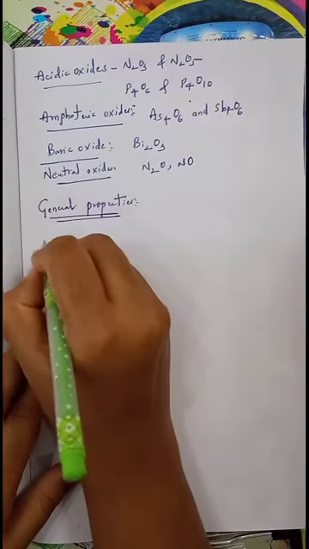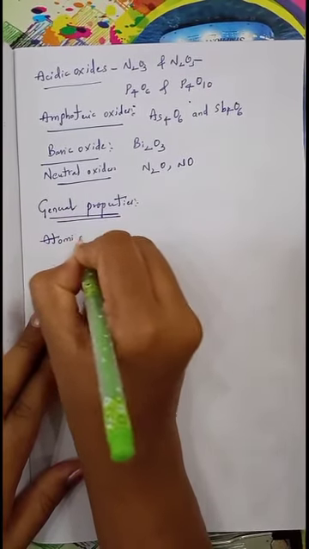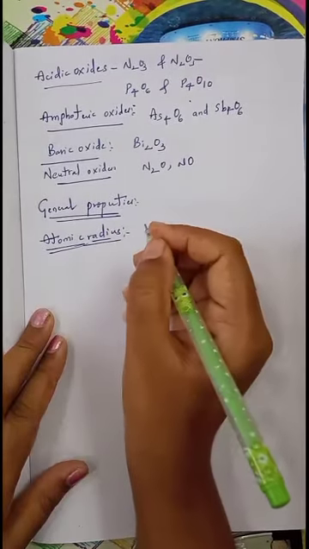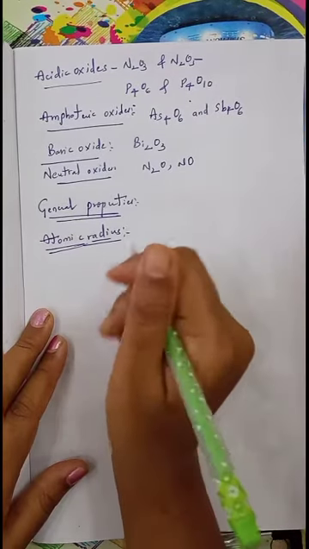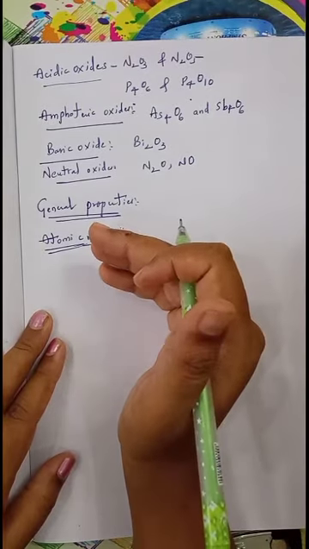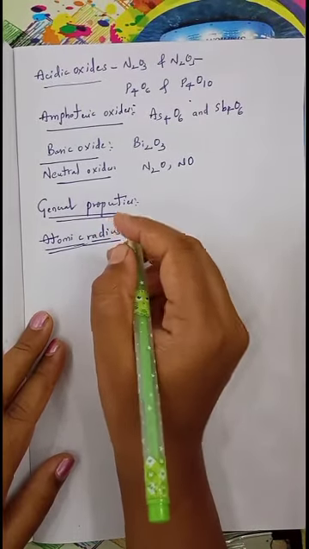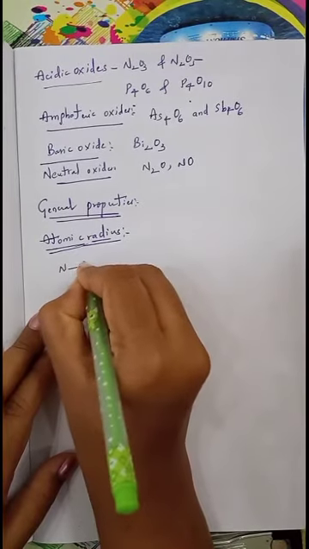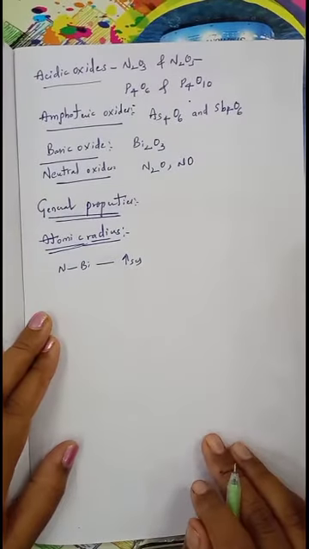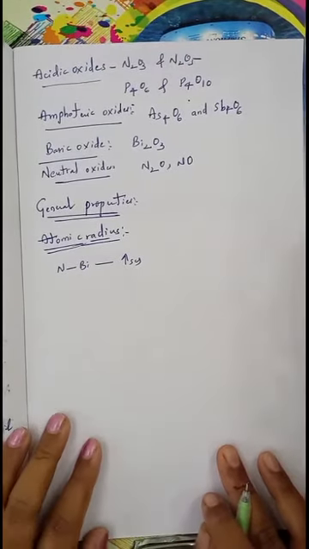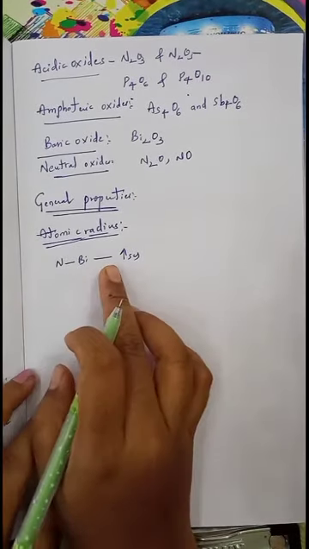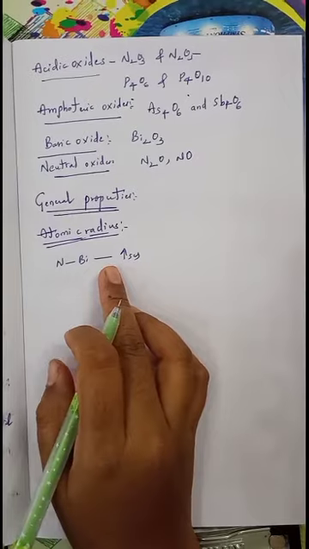First, atomic radius. If you see the atomic radius of all these elements, we always want to study from top to bottom, because we are studying group-wise, that is from nitrogen to bismuth. From nitrogen to bismuth, it always increases. Atomic radius increases because the number of energy levels increases. Okay, next one, metallic character.